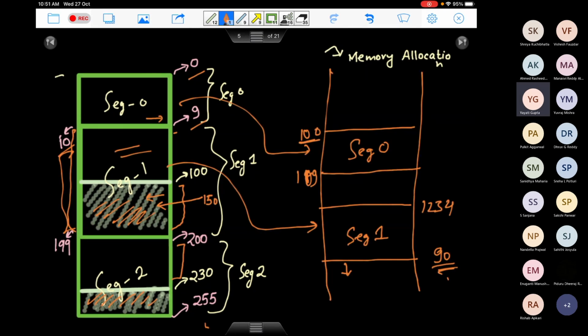Now, what can be the problem there? Assume that when you loaded segment 1 from 1, 2, 3, 4 to whatever place is there, the memory after that was still free. So you might have loaded segment 2 here. In that case, if segment 1 wants to grow, we again have the same problem which we were having in contiguous memory allocation. So we still have the same problems. We'll talk about how we resolve them, but before that, let's look at something else.